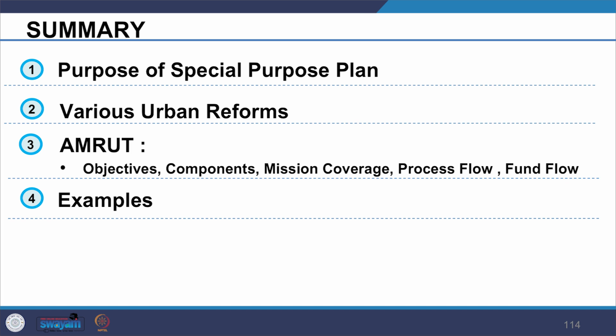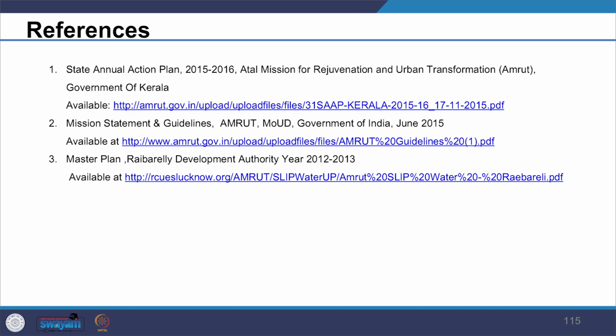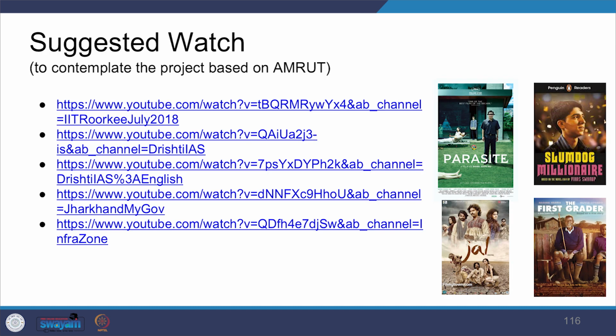So, we looked into the purpose of special purpose plans, various urban reforms and the details of AMRUT, and we also looked at some of the examples. These are the references which have been used. Our coverage was limited, with the scope to make you aware of the topic. There are enormous readings and movies available to explore. Few are suggested here. This is not an extensive list. You may feel free to suggest more from your experience.